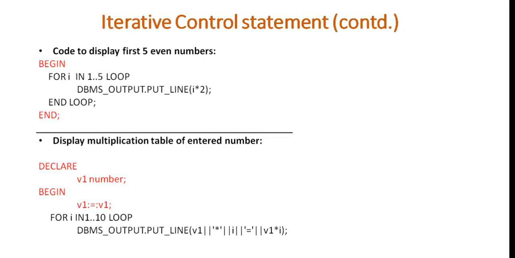Okay, and in the dbms_output.put_line statement we have written v1, that is our number, v1 multiplied by I. Means we are multiplying that number by the index, and then we are displaying v1 * I. Okay, so this is how we can display a multiplication table by using for loop.